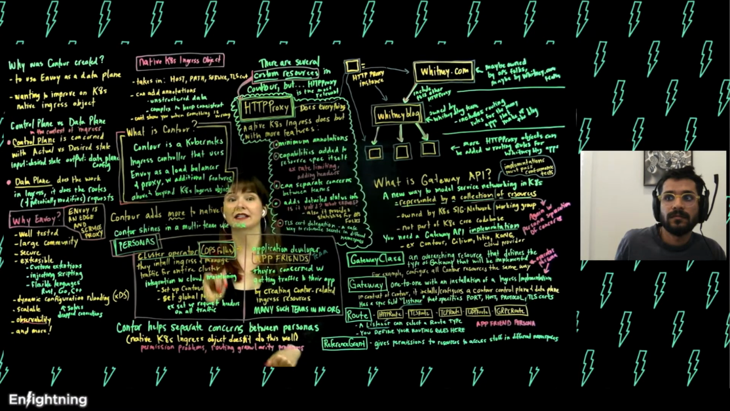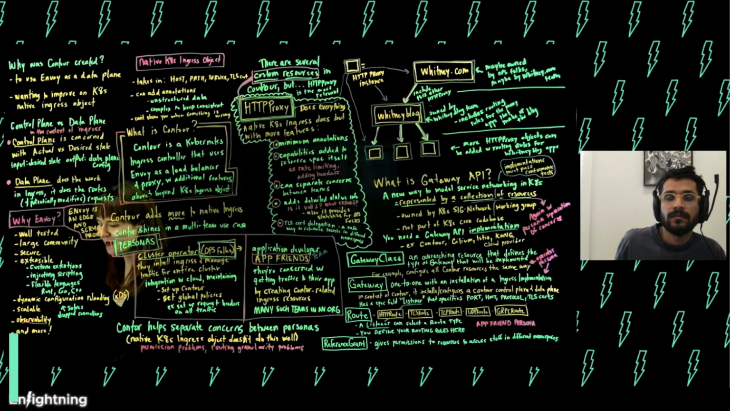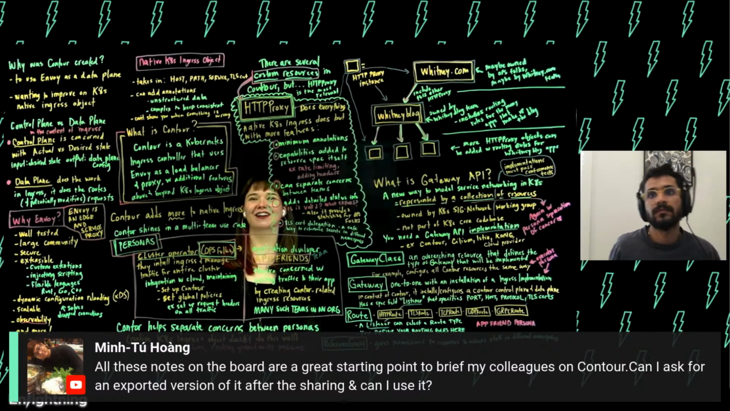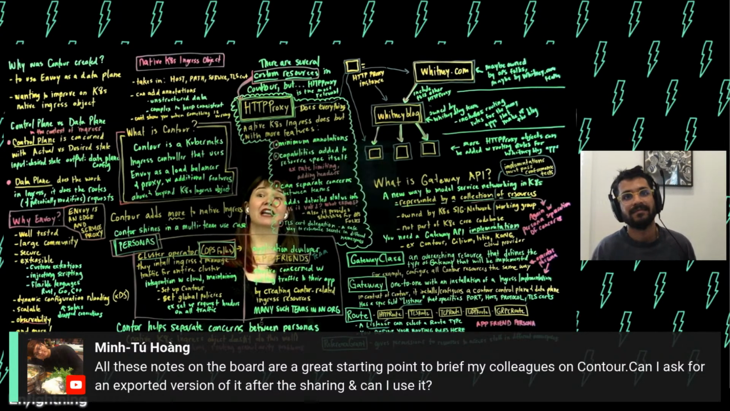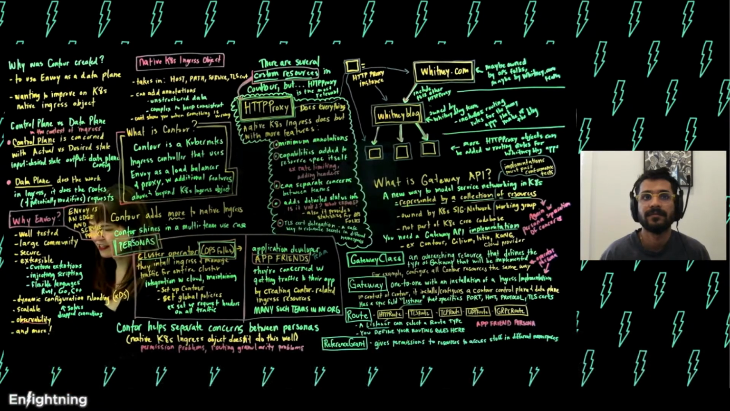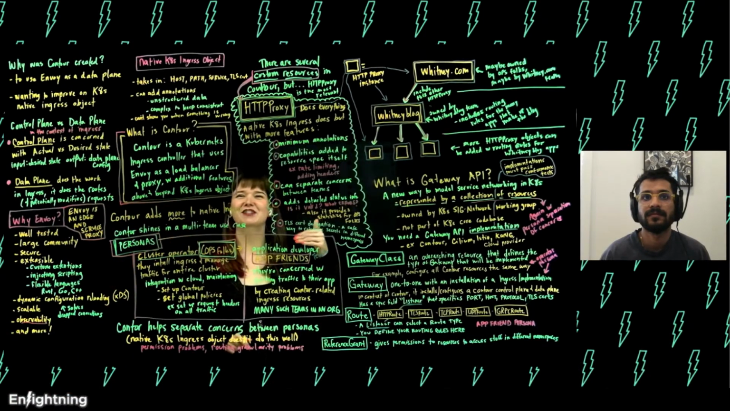We have a comment right now from Min2. All these notes on the board are a great starting point to brief my colleagues on Contour. Can I ask for an exported version after sharing and I can use it? Yeah, you can DM me on Twitter or on LinkedIn. Hopefully you can find me. Do your best. Twitter and LinkedIn seem like a good way. If you go to tanzu.tv/Whitney, I'm there. Hopefully you can find me in the wide world, but I'd be happy to help you in any way, certainly.